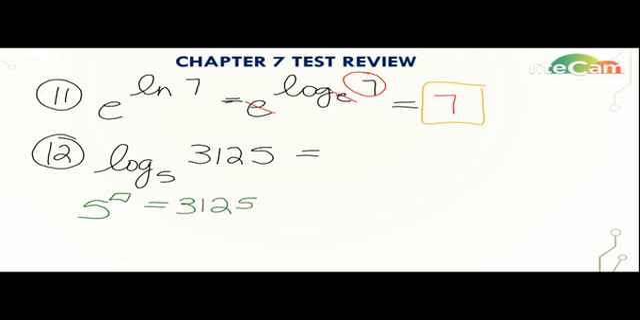I know that I'm looking for the exponent. 5 to what power will give me 3,125? So I just start multiplying 5 times 5 times 5 times 5 times 5. That'll give me 3,125. So I counted how many 5s did I have? 5 of them. So the answer is 5.